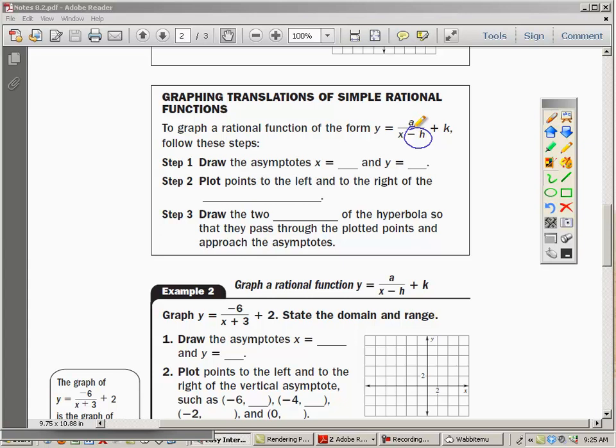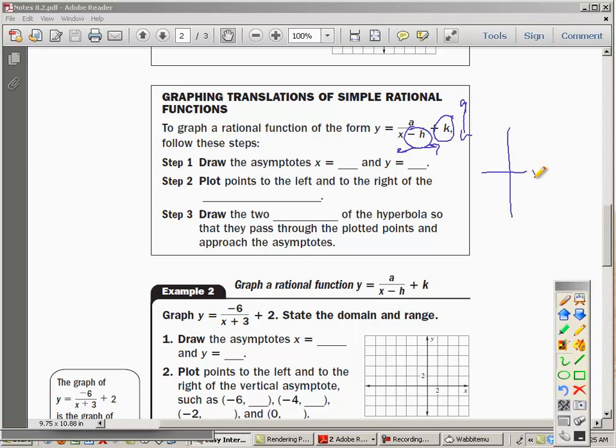And so this moves the graph left or right based on the value of h. This moves the graph up or down. Now, what we're really moving here, if this is my x and y axis, before I used to have an asymptote here and an asymptote here. What this h and k are going to do is they're going to relocate my asymptotes. So we're going to draw my asymptotes at x equals h and y equals k.